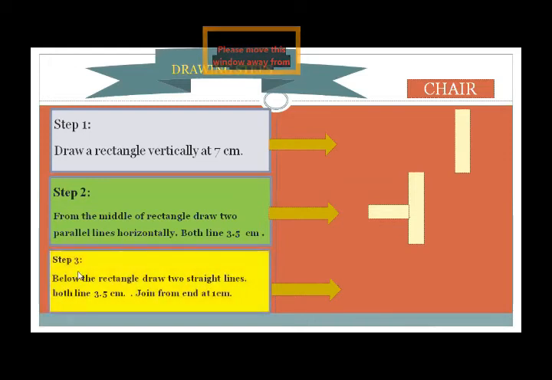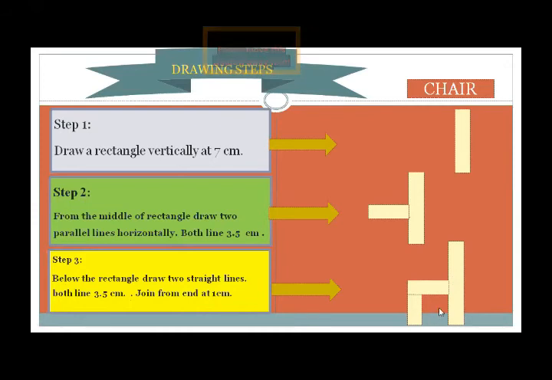For drawing a chair, step number 3 is, below the rectangle, draw 2 straight lines. I am sharing about this one. Both lines 3.5 centimeter, join from the end at 7 centimeter. Now look at this. First we have drawn this, 7 centimeter. Second we have 3.5 centimeter, which is from the center, and the third one is here, and your chair is ready for sitting.